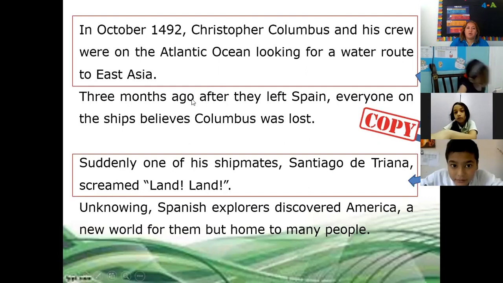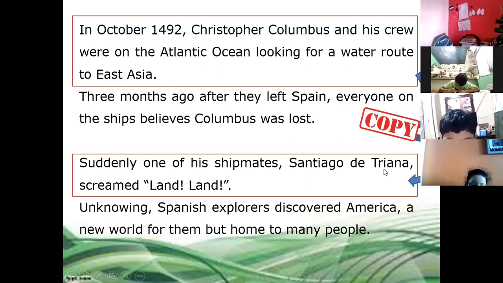Okay, so in October 1492, Christopher Columbus and his crew were on the Atlantic Ocean looking for a water route to East Asia. You have studied this topic in Estudios Sociales, and you know that Christopher Columbus was actually looking for a water route to arrive or to land in India, not in America. Christopher Columbus had no idea that America existed. He wanted to reach India. See, India is in East Asia.